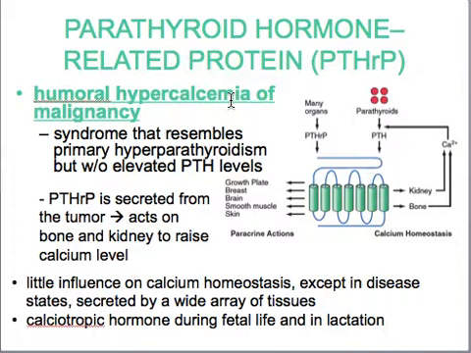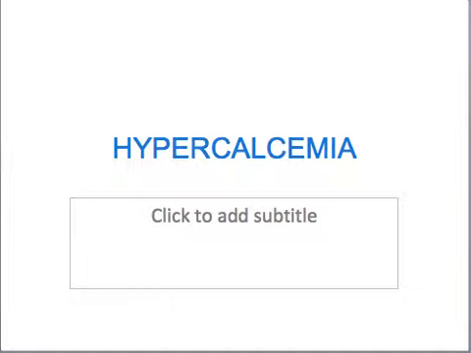So this is a syndrome that resembles primary hyperparathyroidism but without elevated PTH levels. So in this disease, your PTHrP is secreted from the tumor and acts on the receptors of your PTH in the bone and kidney to raise your calcium levels, developing hypercalcemia. So we go to hypercalcemia.